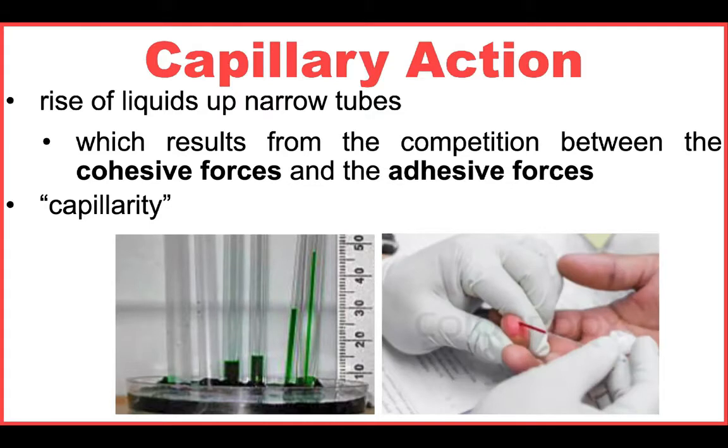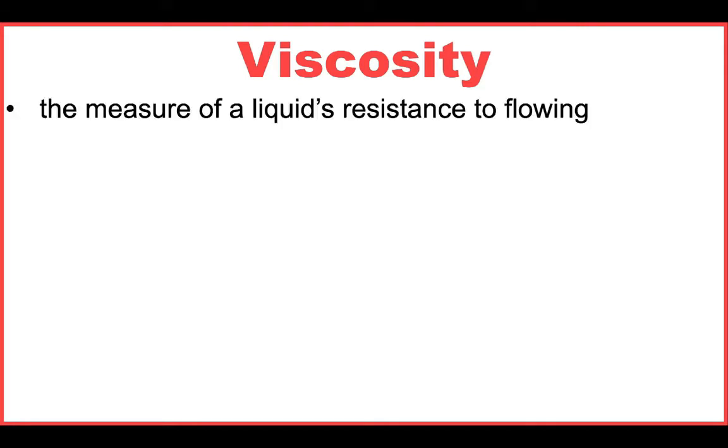Okay. Another example is this one. So when a doctor takes a blood sample from a patient's finger, remember that the surface tension causes the film of water to contract and pulls the water up the tube. So surface tension and capillary action go together. We also have viscosity. Viscosity is the measure of a liquid's resistance to flowing. Thus, a higher value means it has more resistance and therefore flows more slowly.